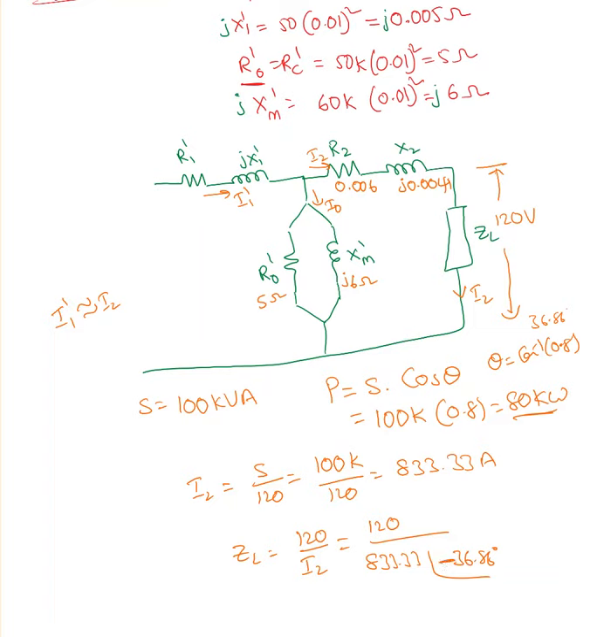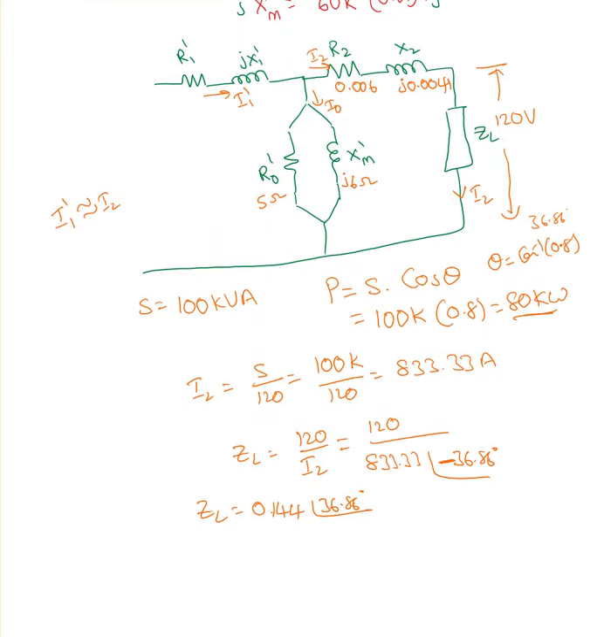Why is it minus? Because he clearly mentioned that's a lagging power factor. If it is leading power factor, that's going to be plus. Lagging power factor, that must be minus. So ZL equal to 0.144 at an angle of 36.86 degrees. That's my load impedance. Okay, even the load impedance, you can see that's a very small number compared to 5 ohms and 6 ohms. That's the reason my I2 is very large compared to I0.